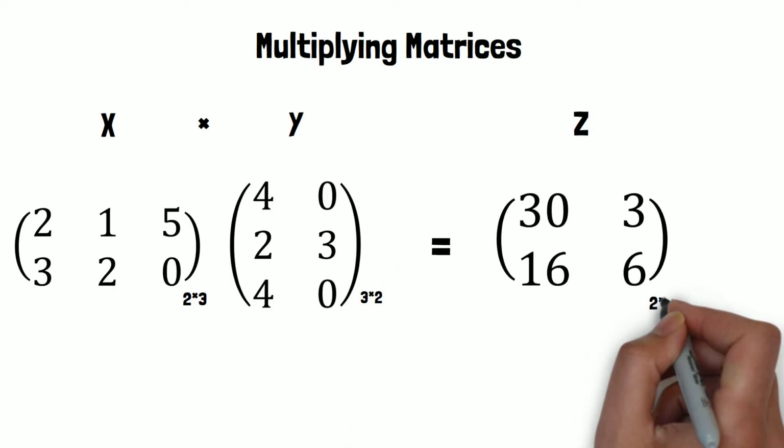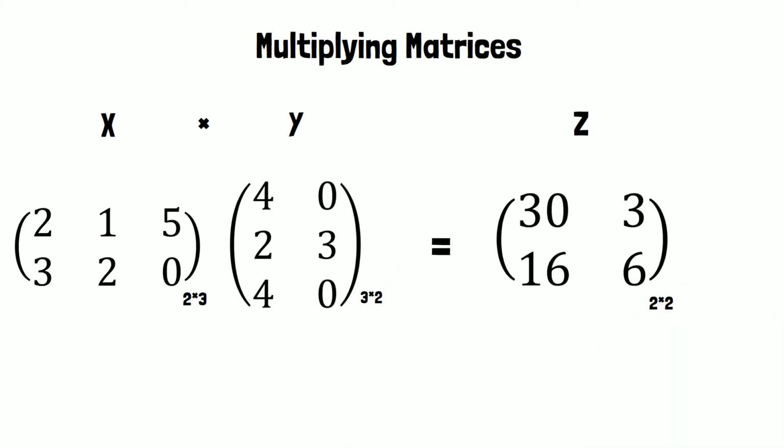The new matrix Z is then of order 2 times 2, the number of rows of matrix X and the number of columns of matrix Y. I know that you think, how did he find the values of matrix Z? Don't worry, we'll get to that after we covered a little bit more background information.